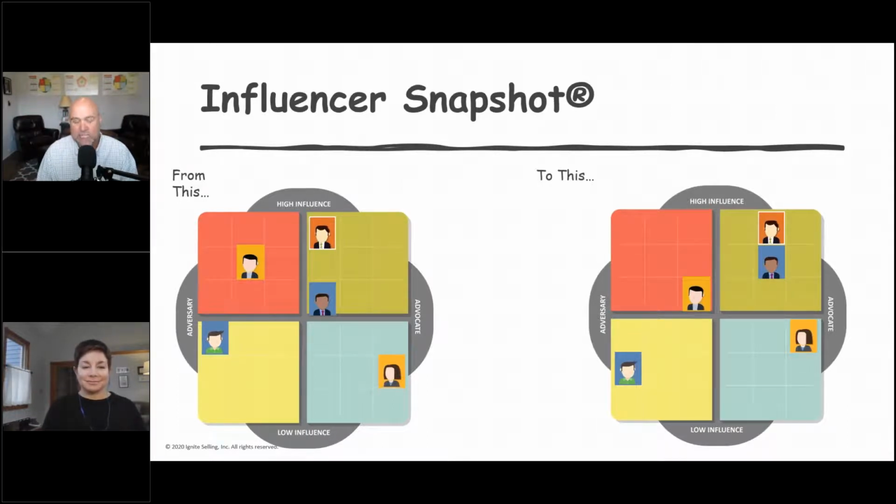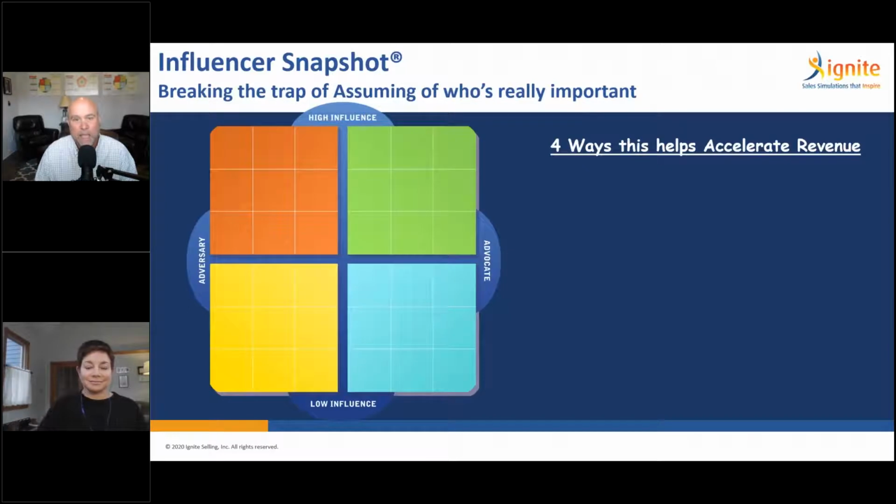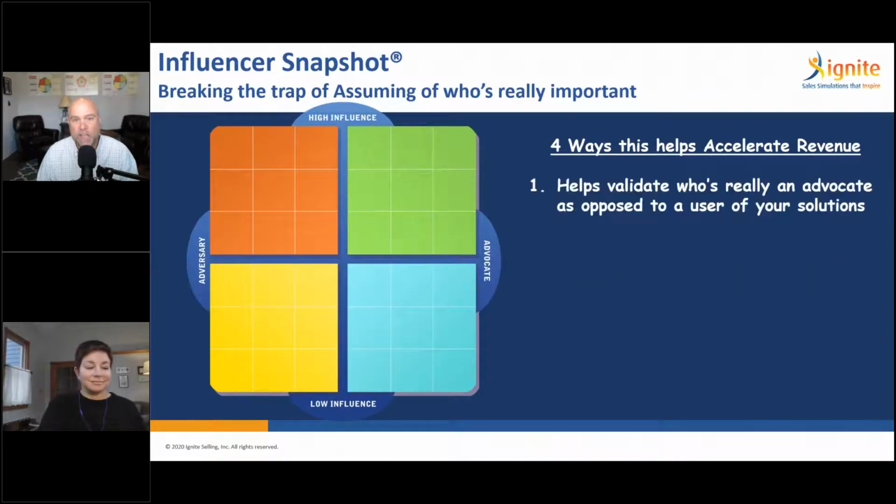But it's simply a snapshot in time. And there are 4 ways in which managing the influencers through a tool like the influencer snapshot can help you accelerate revenue. Number 1, it helps validate who's really an advocate as opposed to simply a user of your solutions. Think about that just for a moment.